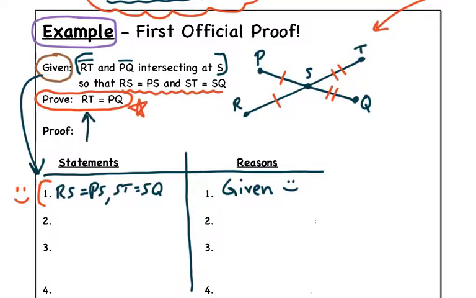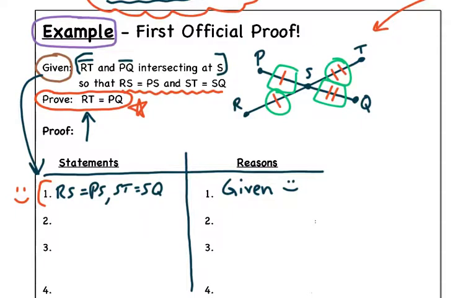How can we show that the entire length of RT and the entire length of PQ are equal to each other? Like I said, it makes sense. It looks like it's going to be. We just need to show it by steps. Well, here's what I'm going to do. I know if I add the RS and the ST, that should be the same thing as the PS and the SQ.